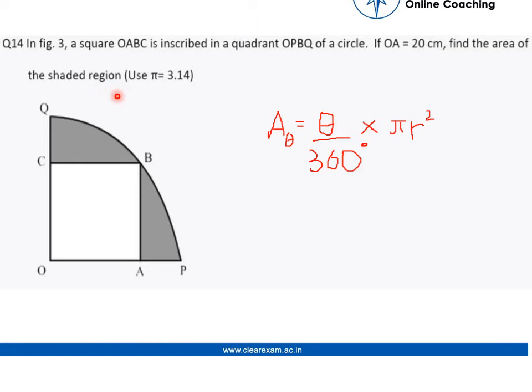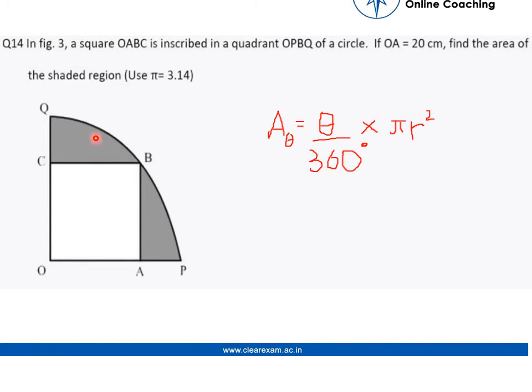shaded region. So here, a square is inscribed in a quadrant where the side of the square is OA, which is 20 centimeters. So its area would be 400 centimeter square.